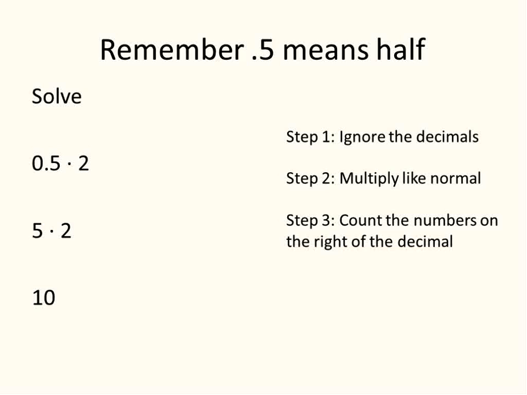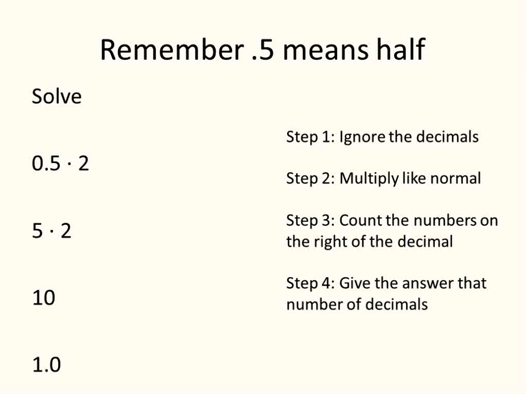We count the numbers on the right of the decimal. So in this case, there's one number on the right side of the decimal, that's 5. Right, it was 0.5. So there's one number on the right of the decimal. That means that this answer, 10, needs to have one number on the right of the decimal. So we put a decimal right here in the middle, so it has one digit on the right of the decimal. Therefore, our answer is 1.0, or in other words, 1.